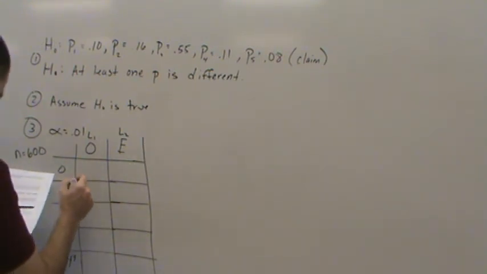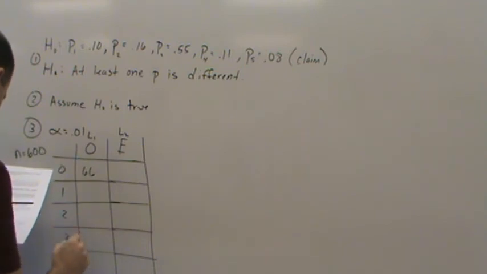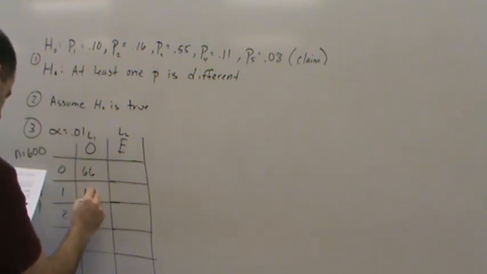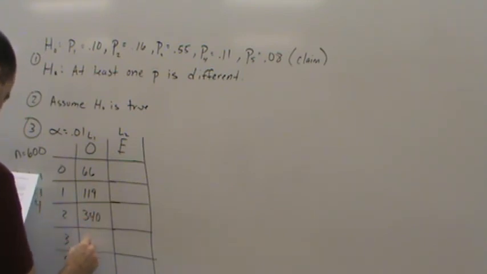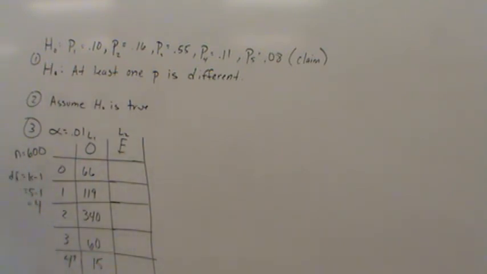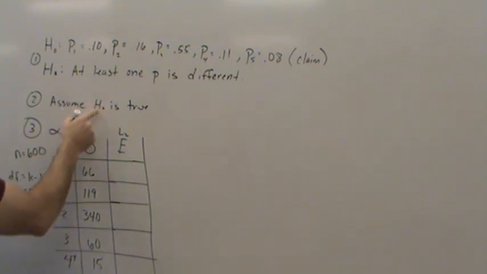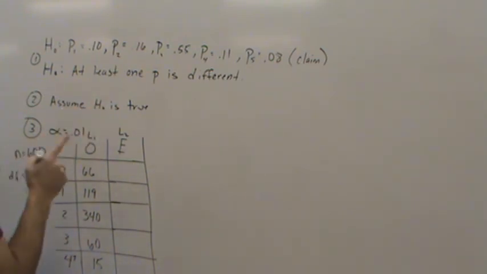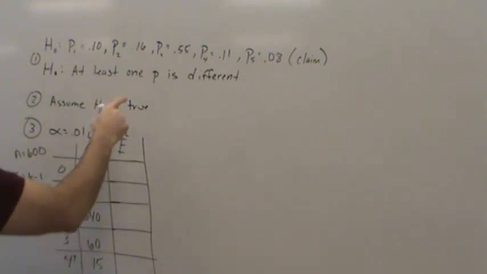So of the 600, we have 66 that fall into the 0 category. 119 falls into 1. 340 falls into 2. 60 falls into 3. And then 15 falls into the 4 plus category. So now here's where we have to calculate the expected values. Now, under the null hypothesis, that's what we're assuming, how many of the 600 would we expect to fall into the 0 category? Well, that's where the percentages come in.